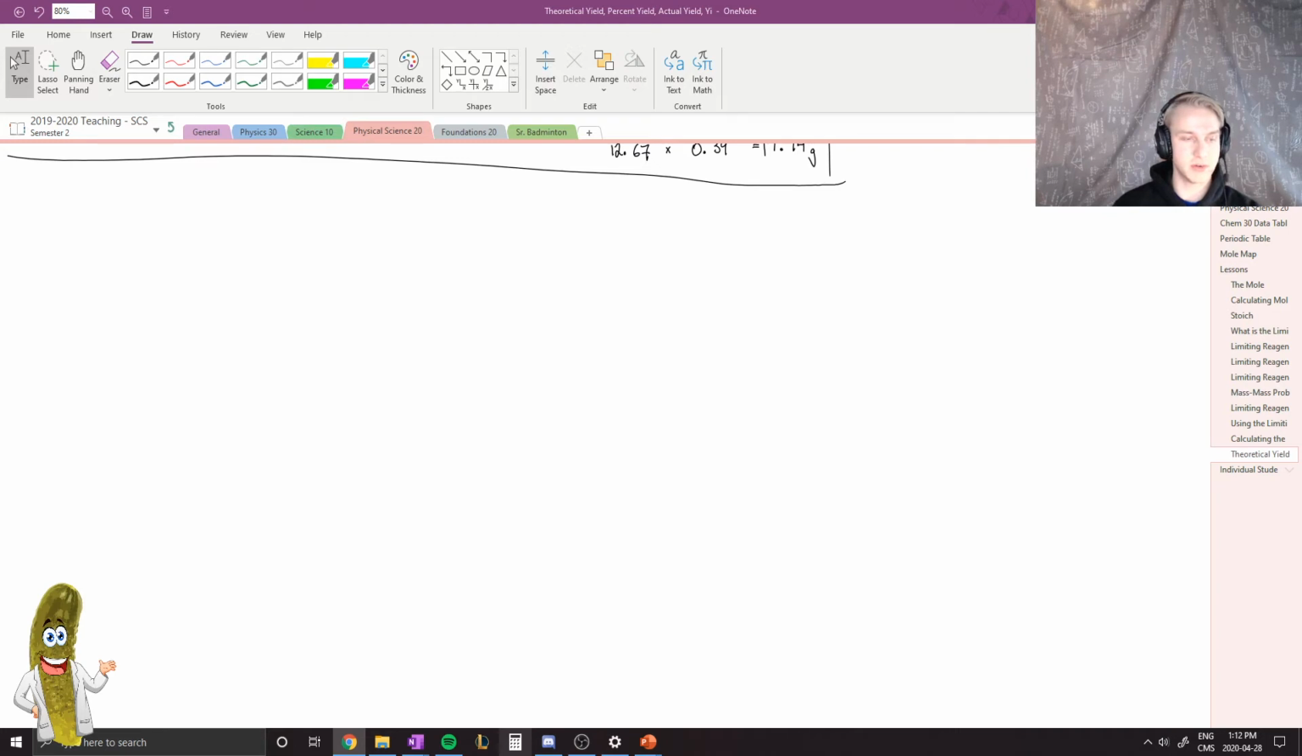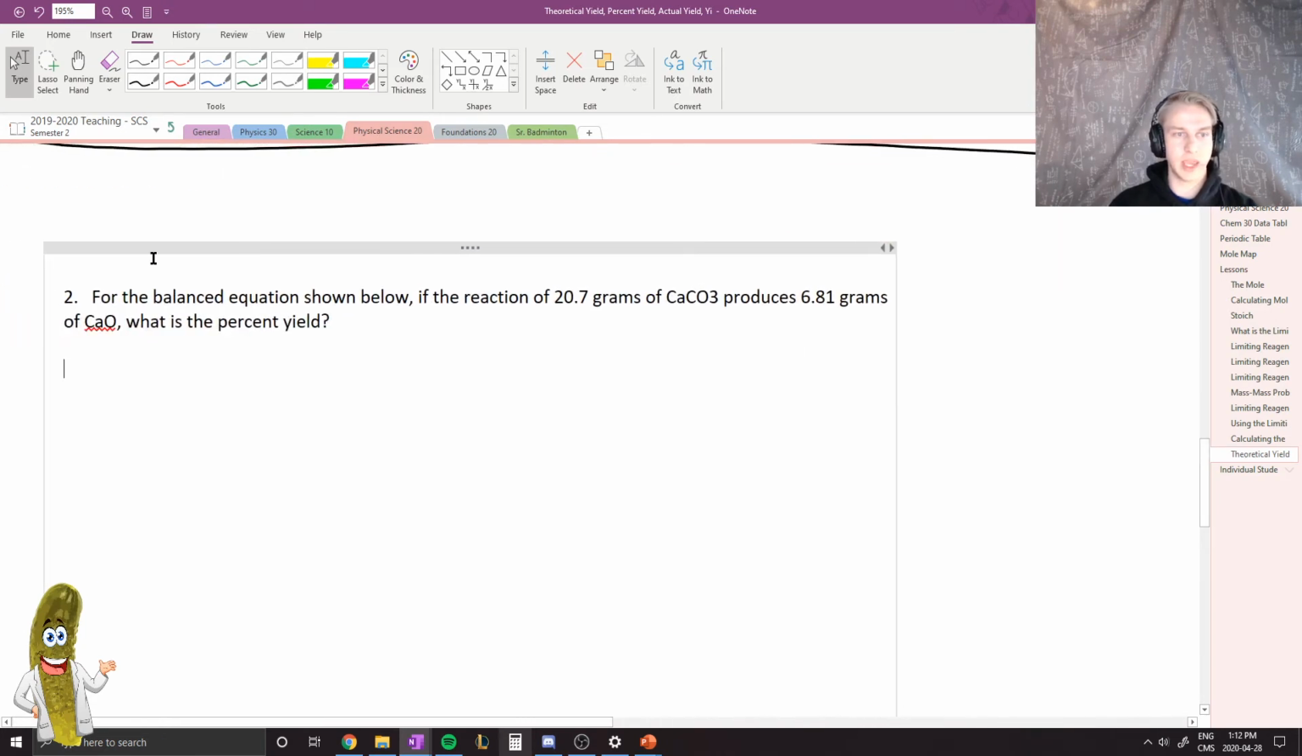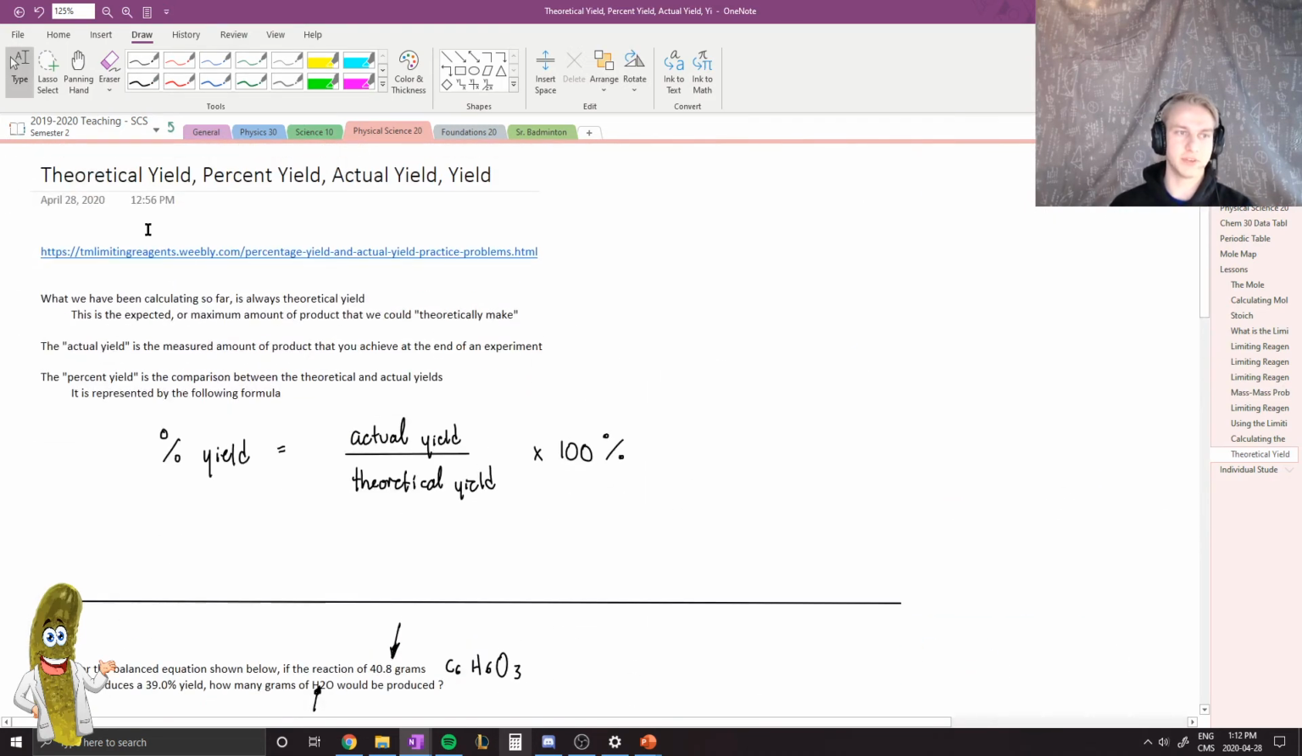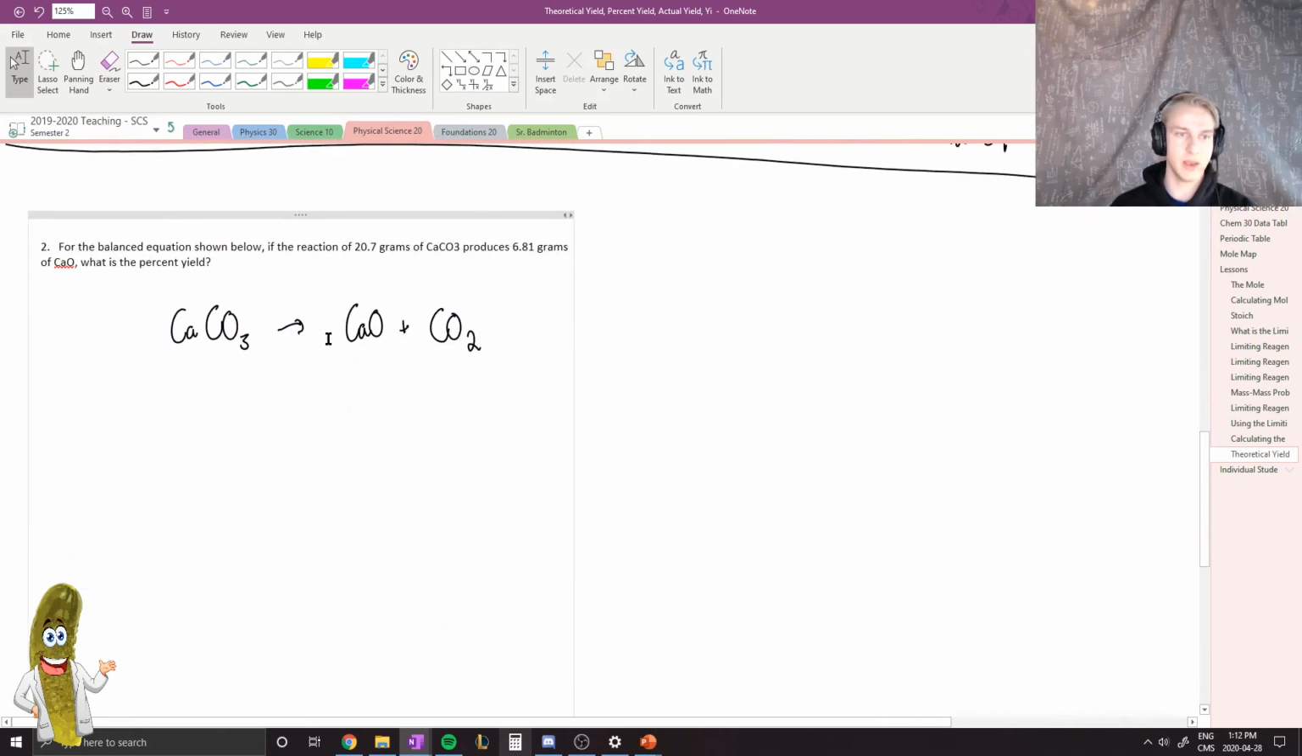So question number 2 here. Question number 2 gave us the balanced chemical equation again, which was CaCO3 goes to form CaO plus CO2. Again, these questions are all just from the website that I have shown up at the top here, limitingreagents.weebly.com. That's where they all come from.